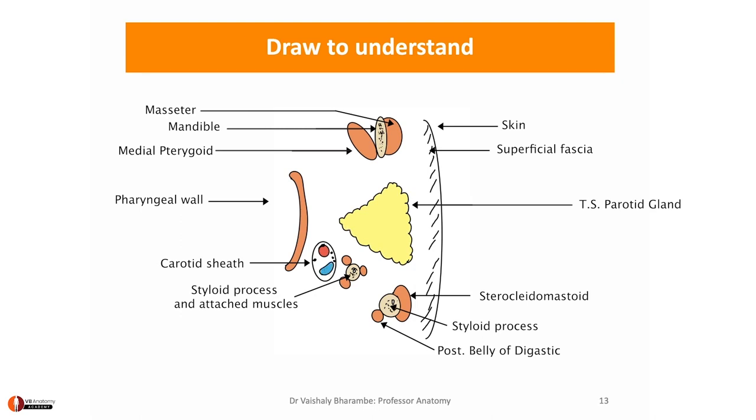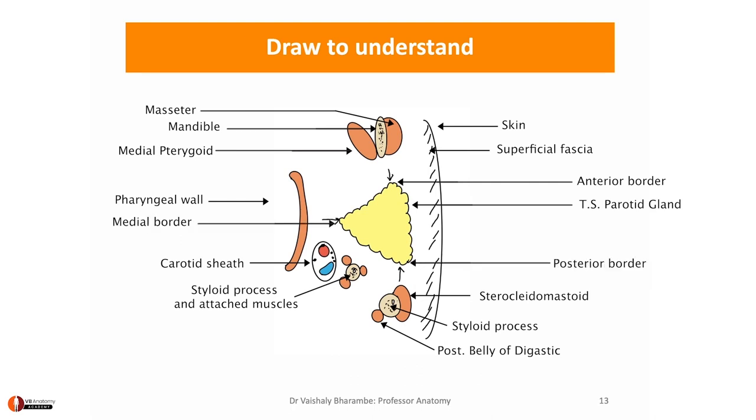Alright students, using this image now, we are going to understand the surfaces and borders. This border, which is directed towards the mandible, is the anterior border. This one directed towards the mastoid process is the posterior, and this one which is directed towards the wall of pharynx is the medial border. Between the anterior and the medial is the anteromedial surface. Between the posterior and the medial is the posteromedial surface, and towards the skin is the superficial surface.